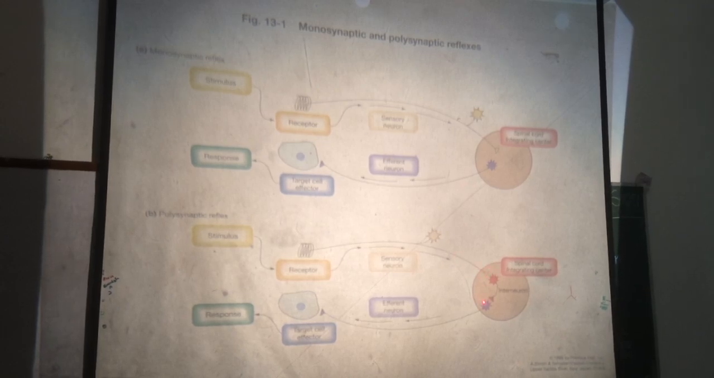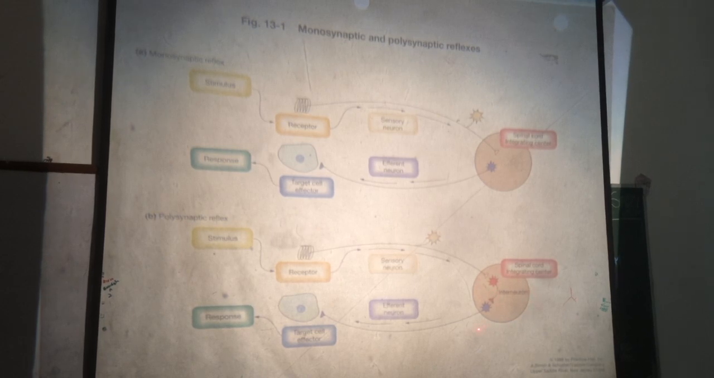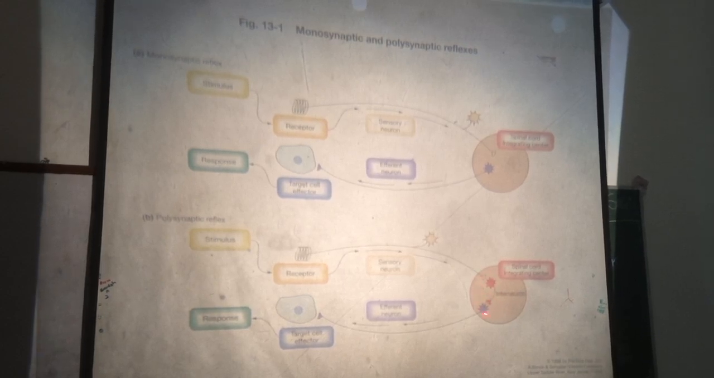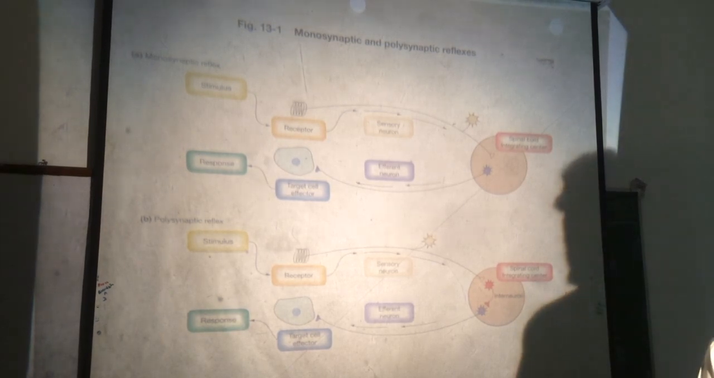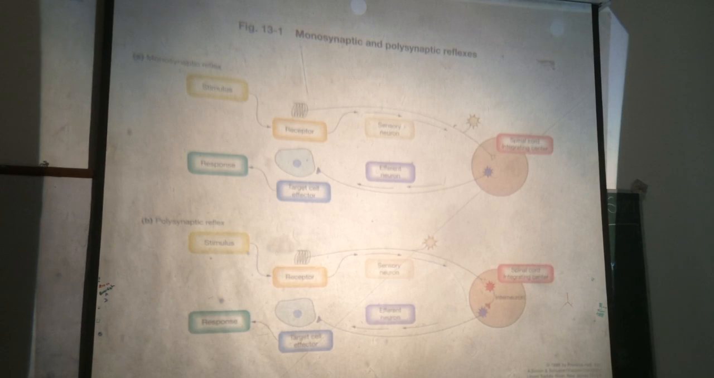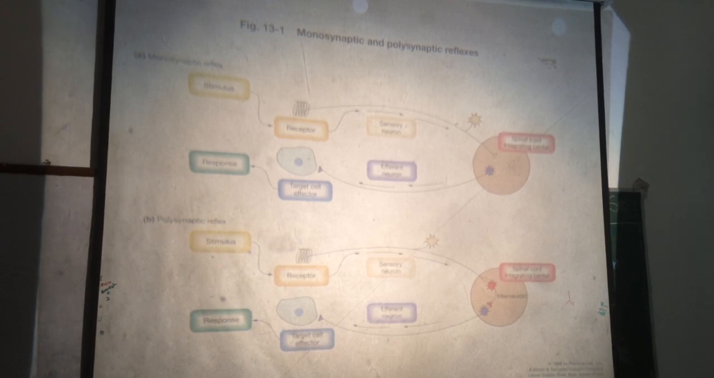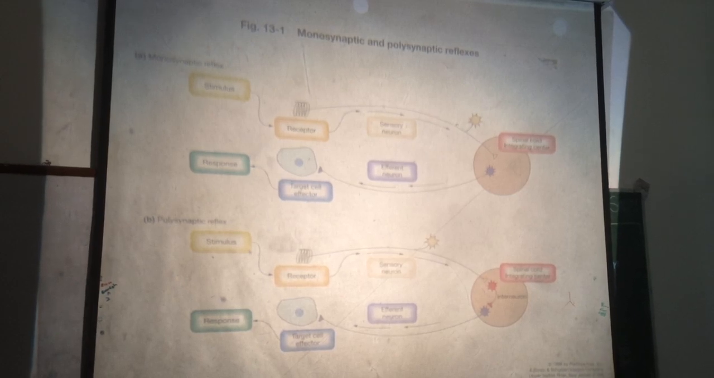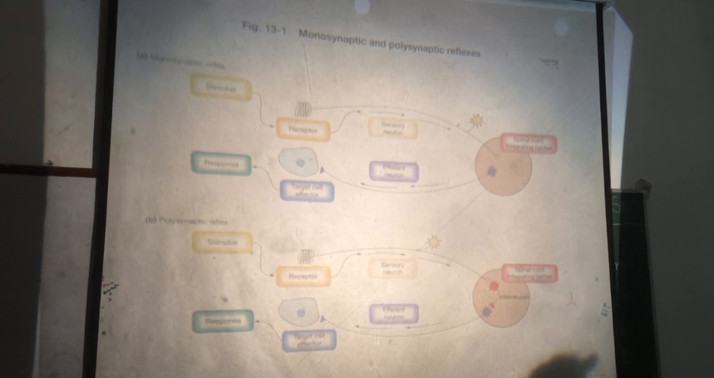Now if one interneuron is present between the afferent and efferent neuron, it is a disynaptic reflex. And if more than one interneuron is present between the afferent and efferent neuron, it is called a multisynaptic or polysynaptic reflex. So I've told you about monosynaptic, disynaptic, and multi or polysynaptic reflexes.